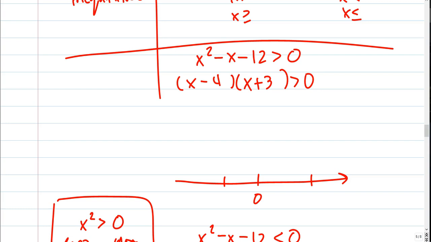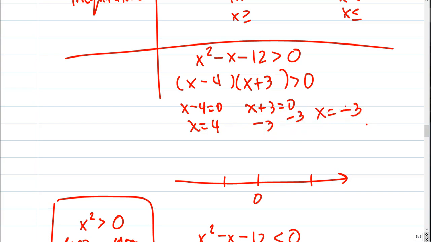So what we do is we find our roots first. We find our zeros first, by setting each of these equal to 0. Our zeros are at 4, and are at negative 3. So I could put a point at 1, 2, 3, 4, and a point at negative 3. These are kind of my key regions. These are my zeros. That's what will make the equation equal 0. The question is, where is it greater than 0?